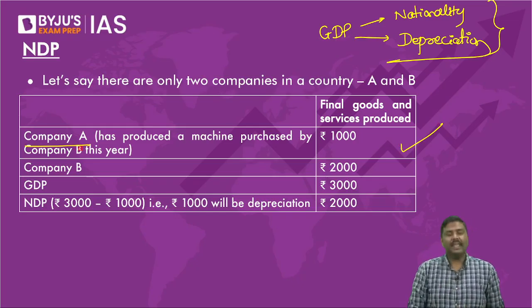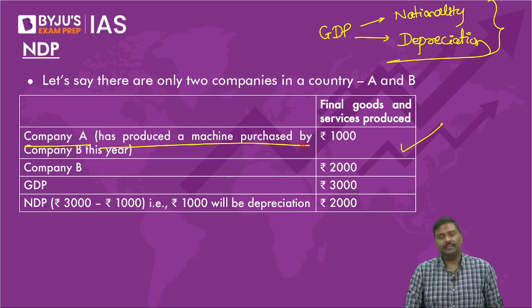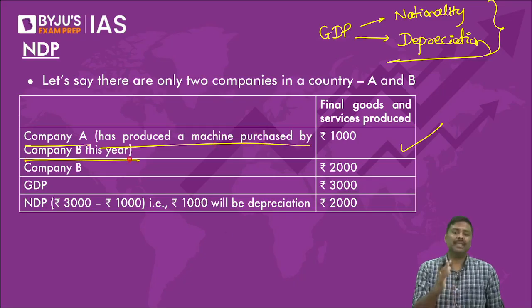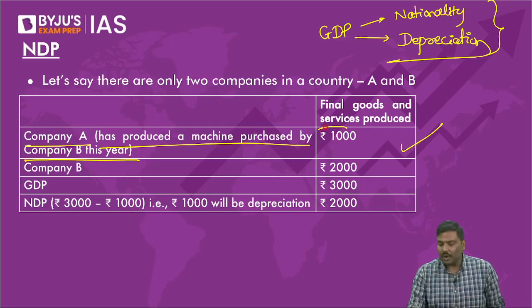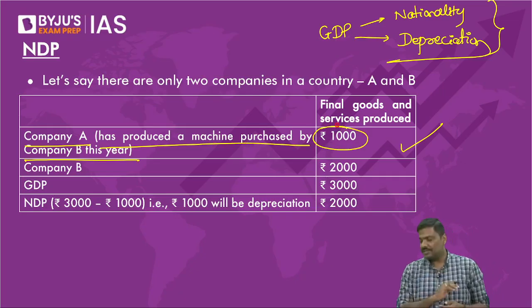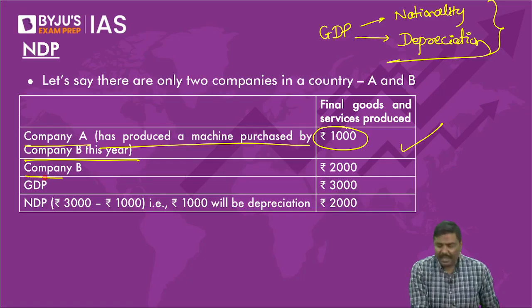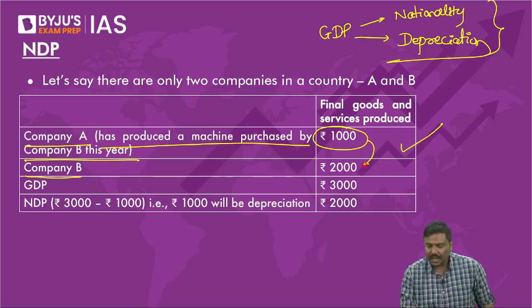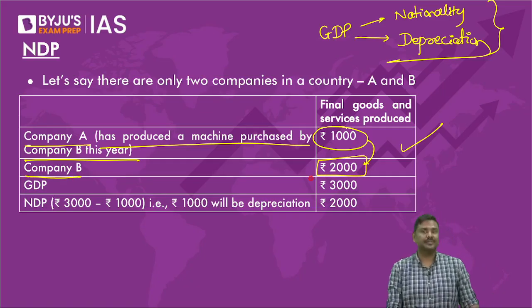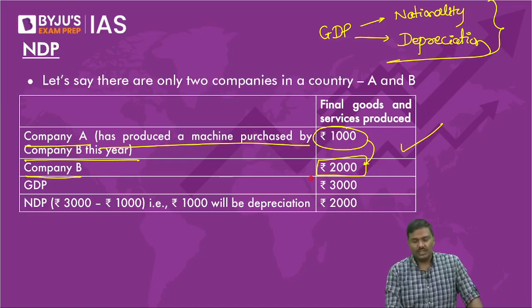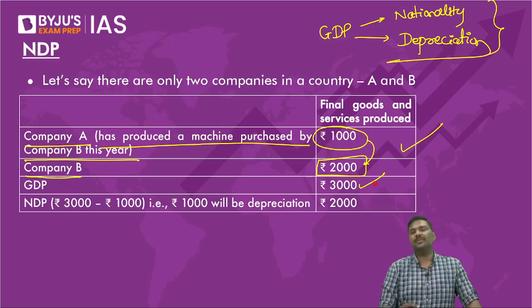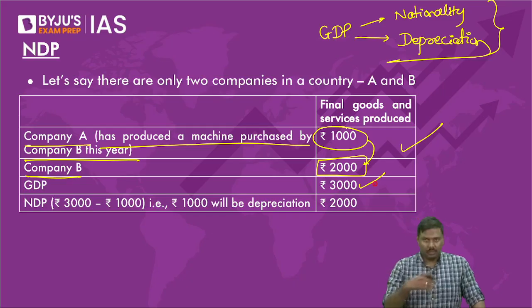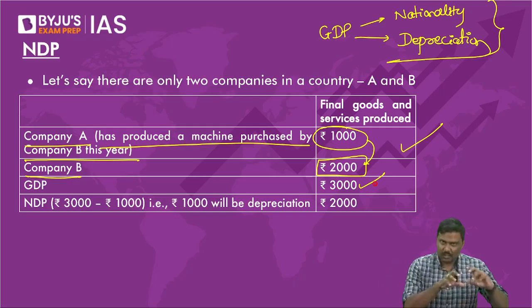Imagine company A has produced a machine which was purchased by company B. And the value of the machine is 1,000 rupees. Company B has purchased the machine and has produced goods worth 2,000. So what will be the GDP? GDP will be 3,000.